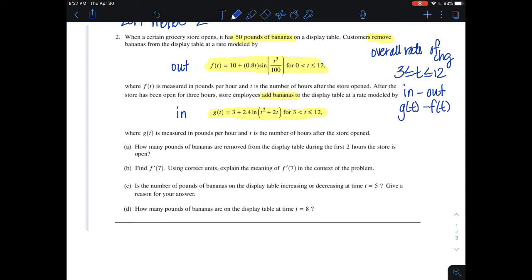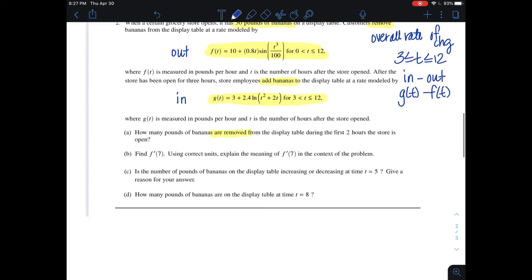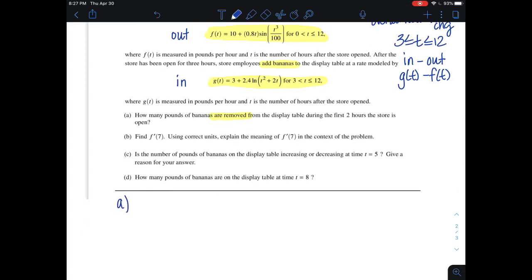Okay, how many pounds of bananas are removed from the display table during the first 2 hours that the store is open? You're only looking for the amount of bananas that are removed, okay? So you're going to be integrating to find out how much. It says the first 2 hours of the store being open, and you're only integrating the rate at which it's being removed, which in this case is f of t. As I said before, I'm going to focus a little more on setup right now. If you want to go calculator, go right ahead, but I just want to make sure you go over some of those general concepts of rates.